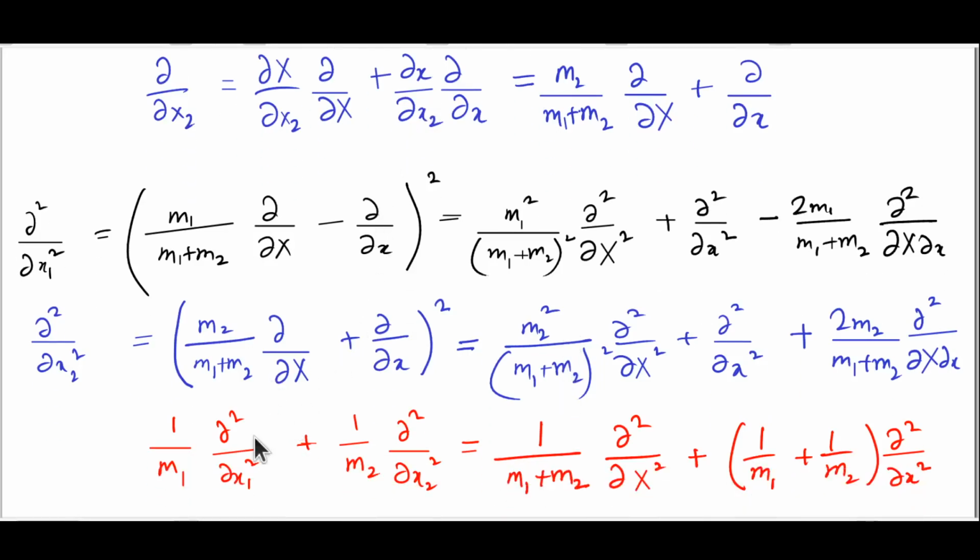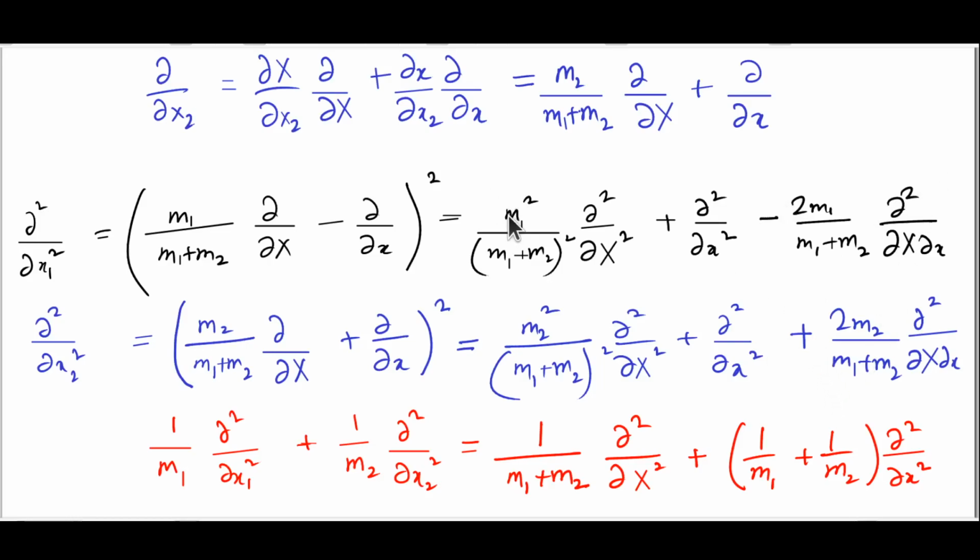1 by m1 del 2 del x1 square plus 1 by m2 del 2 del x2 square. And it's very easy to see that if you divide the first expression here by m1 and the second by m2 and add, the mixed partial derivative term is going to cancel.